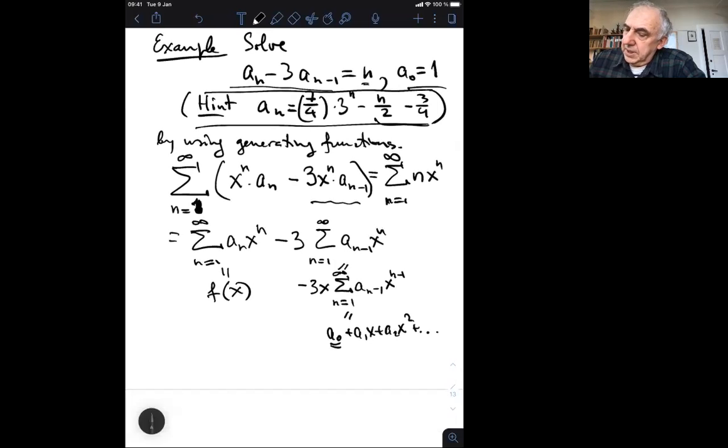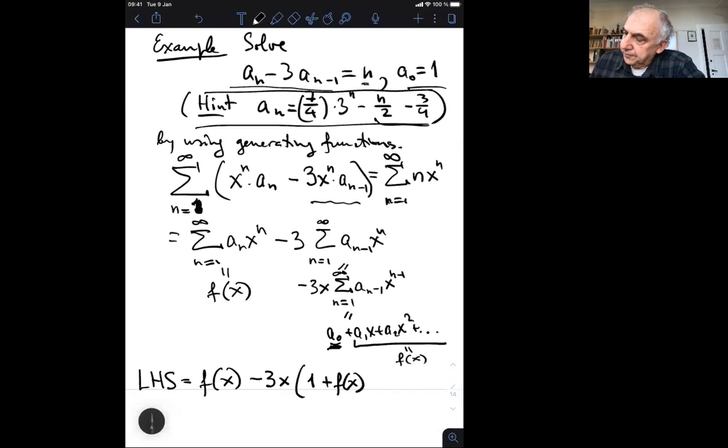So the left-hand side would be f(x), which we're happy about, minus 3x times, now a_0 we know is 1, and this long sum is again f(x). So we have 1 plus f(x). So we were able to rewrite the left-hand side completely in terms of f(x), which we are very happy about. Now the right-hand side is the summation from n equals 1 to infinity of n x^n.